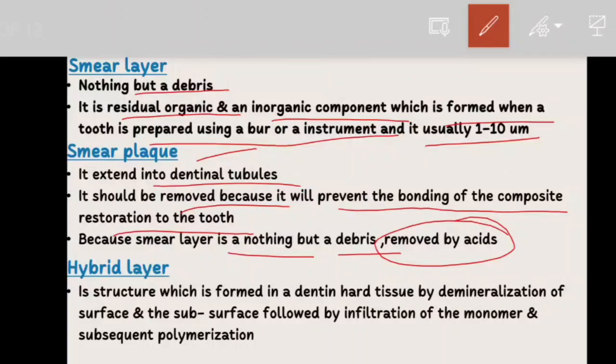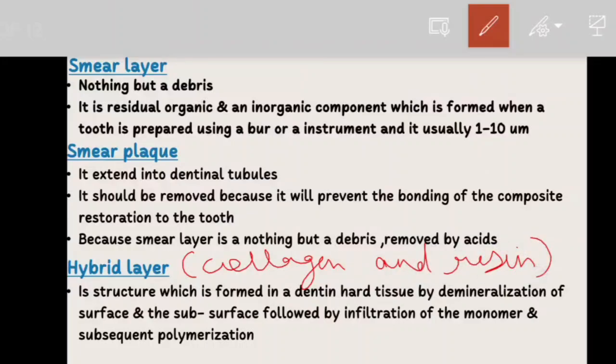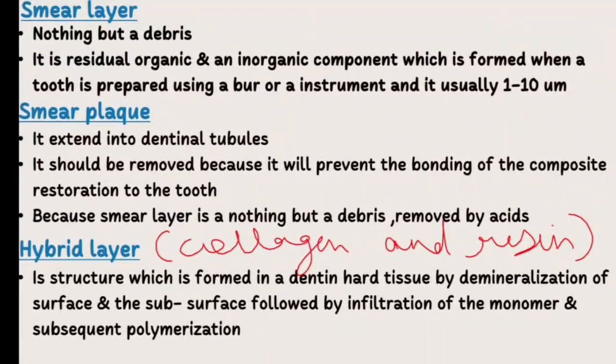Now the hybrid layer. Hybrid layer is formed by demineralization of the dentine surface, infiltration of the resin monomer and polymerization. So hybrid layer is a mixture of collagen and resin. It is very important for strong bonding.